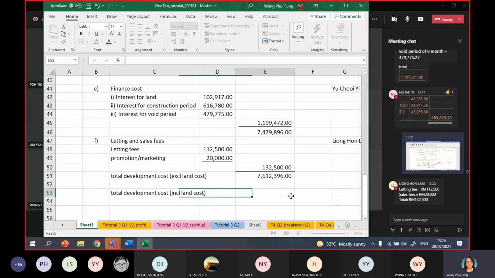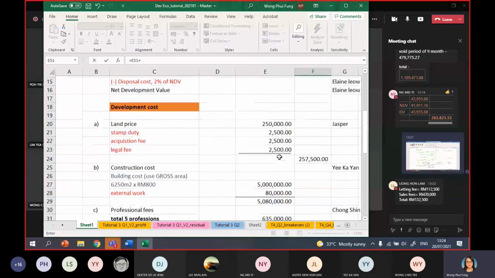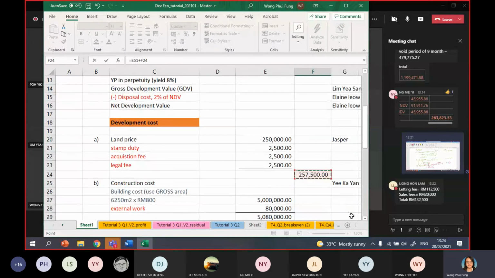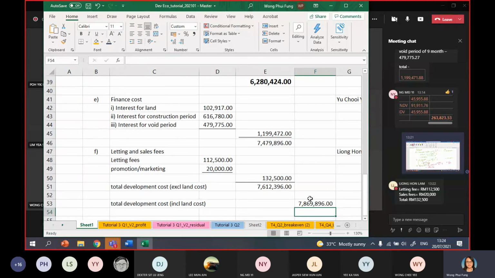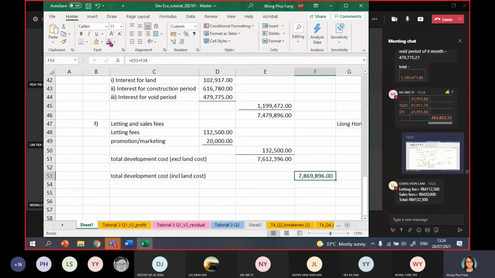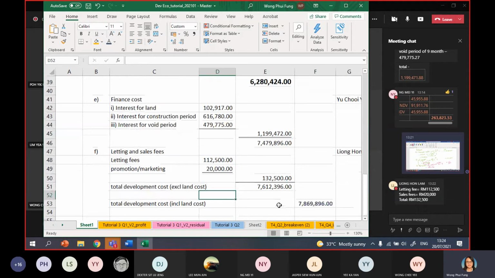So you just sum back this one plus the land cost at the beginning. This one. So this will be the total TDC. Okay, I will stop here for a moment to let you tidy up your answer.